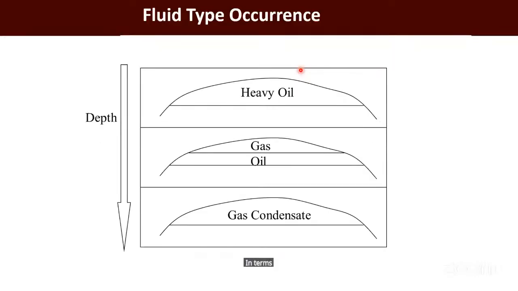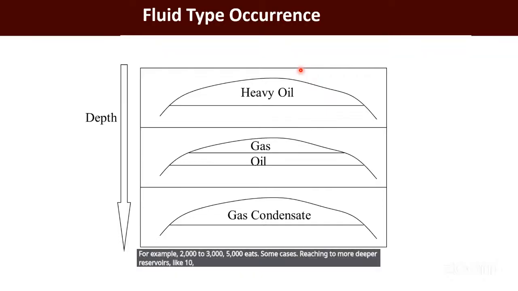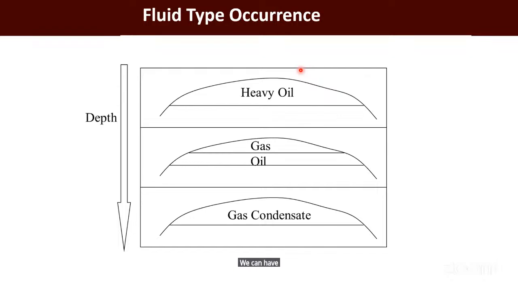In terms of fluid type occurrence, we tend to have heavy oil at shallow depths, for example, 2,000 to 3,000, 5,000 feet in some cases. Reaching more deeper reservoirs like 10,000, 15,000, we can have gas and oil. And if we reach 15,000, 17,000, we will have gas condensate or dry gas reservoirs.